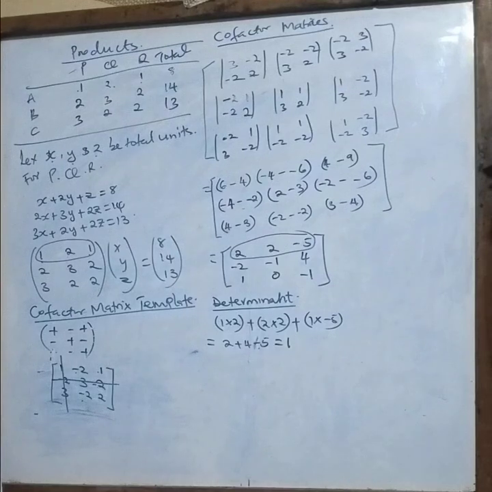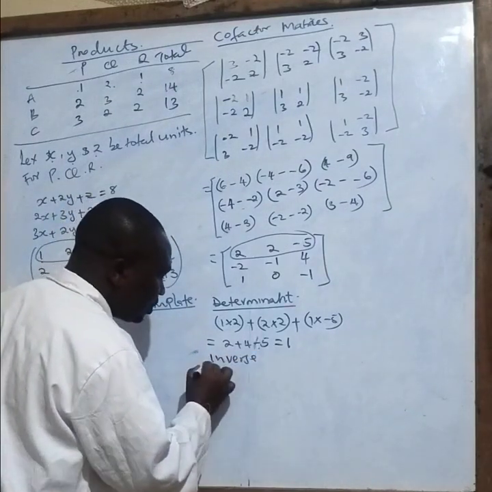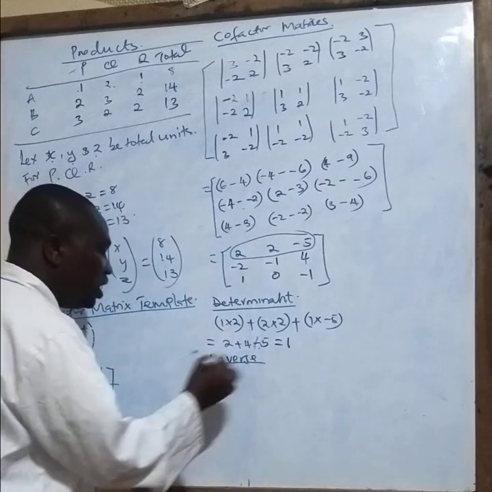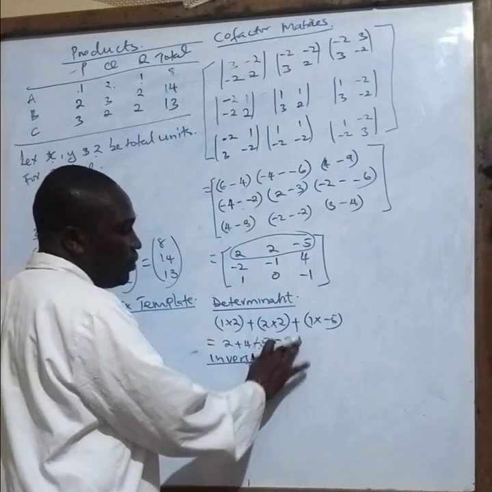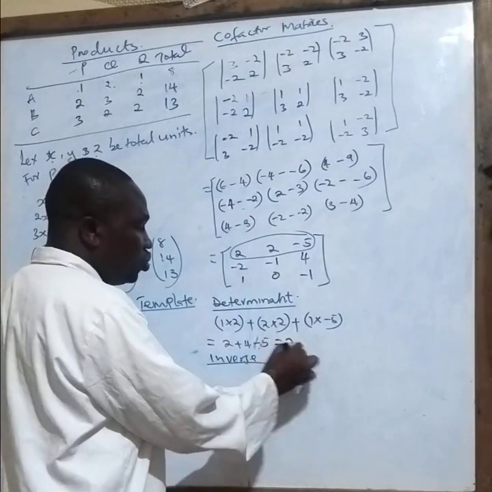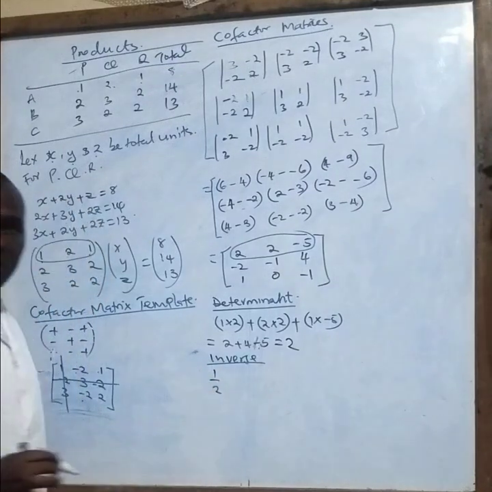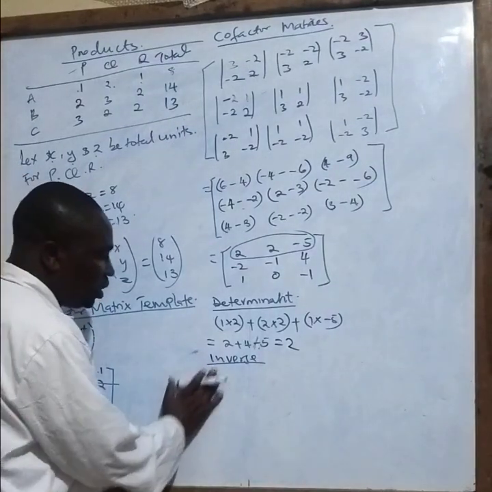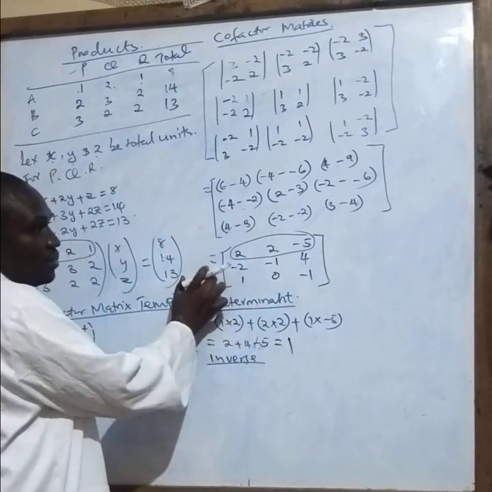The next step, the inverse. How do you get the inverse? So your work is very simple. The inverse now will be 1 over 1. But if we had a number here, for example, if we had worked out and found it to be 2, the inverse will be 1 over 2. Correct? But in this case, we don't have any, so it's only 1. So your inverse is just this.